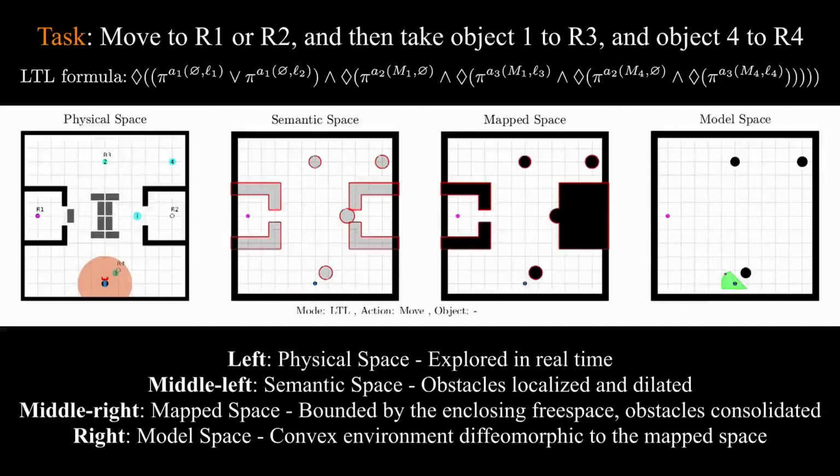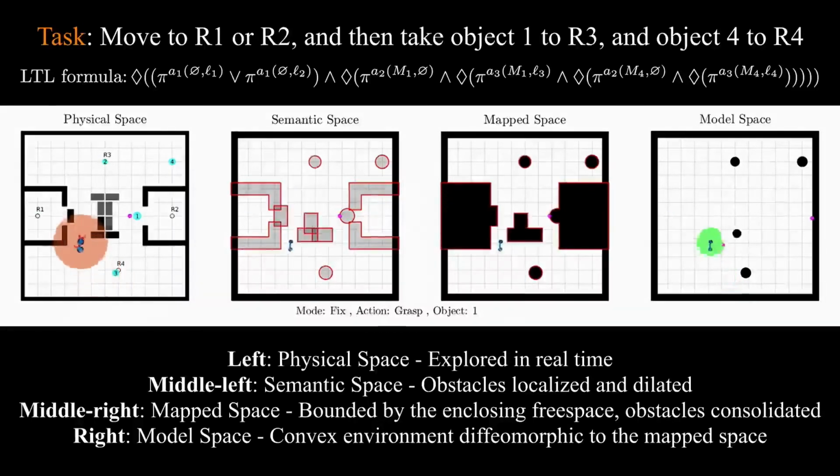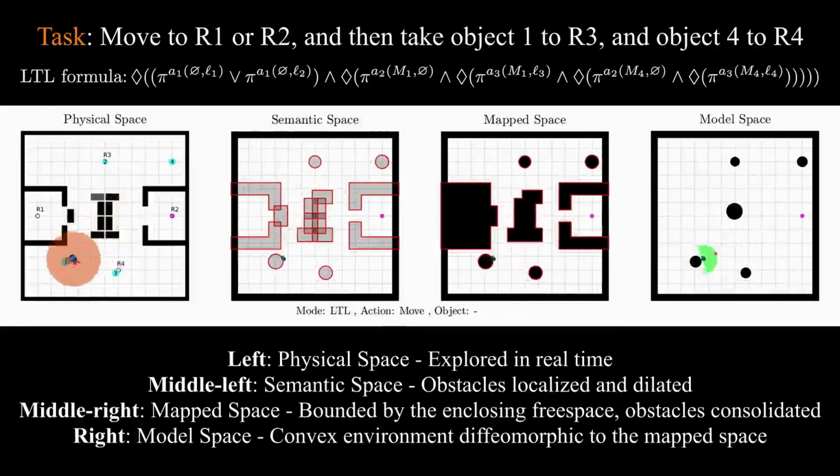We include a set of simulation examples to demonstrate how the proposed architecture works. In the first example, the task is to navigate first to either region 1 or 2, then take object 1 to region 3, and finally object 4 to region 4. The robot starts navigating to region 1, detects that it is blocked by a fixed obstacle, so it switches to region 2, detects that this region is blocked by a movable object, and disassembles that object to complete the subtask.